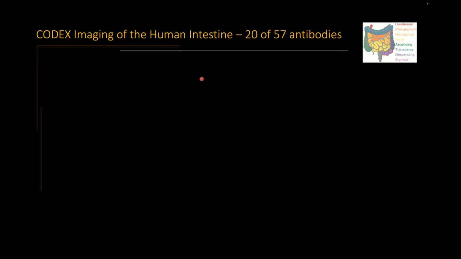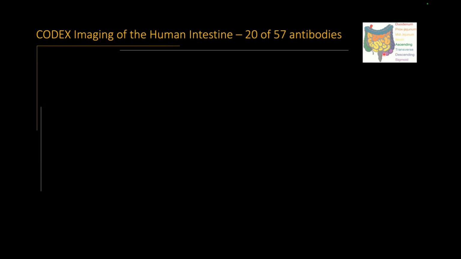And one of the stories, like I mentioned before, is we wanted to understand how the human intestine is organized across different areas of the intestine, starting from the duodenum and going all the way until we reach the sigmoid colon. And so we had the opportunity to take 4 different sites from the small intestine and 4 different sites from the large intestine.